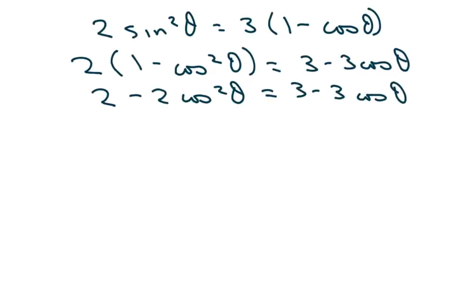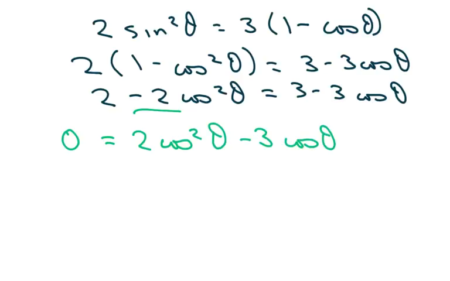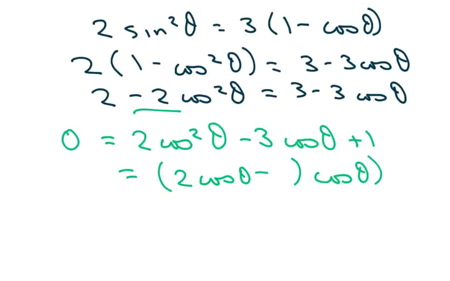Now, since this is negative, move everything over to the right. So you get 2 cosine squared of theta minus 3 cosine of theta plus 1. Let's see if I can factor this. It's going to be 2 cosine. They both have to be negative ones. So let's do that.